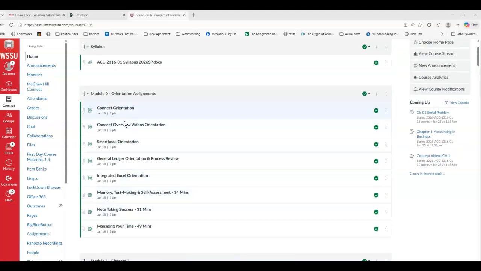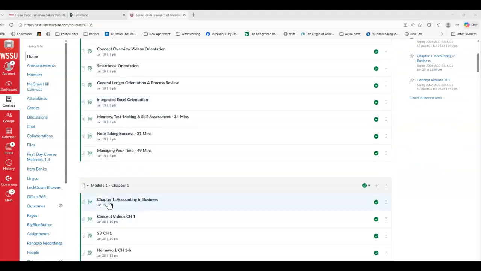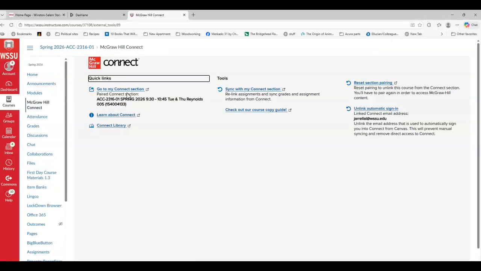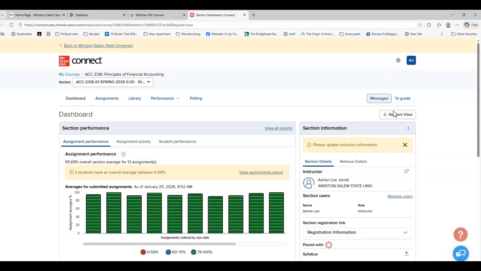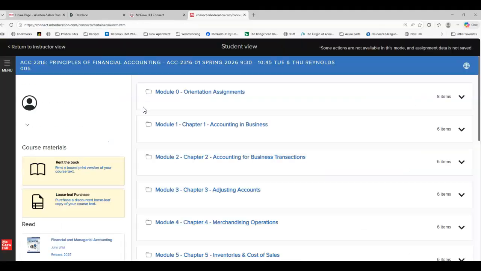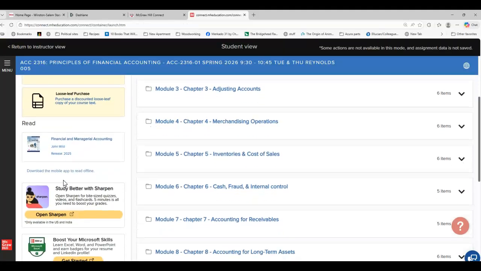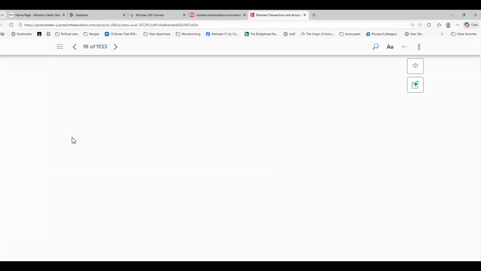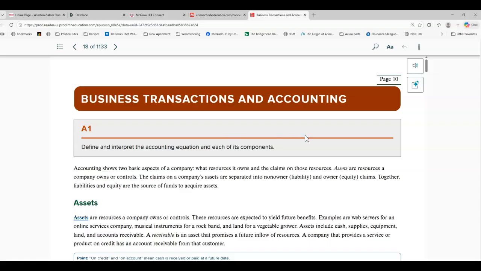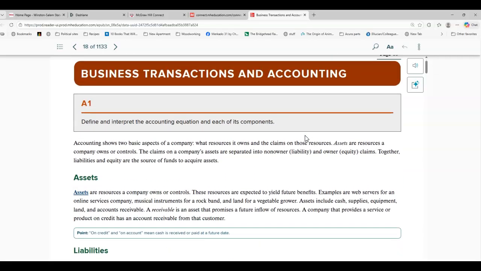So if you can't actually open those assignments and read the book, go to the McGraw-Hill Connect navigation tool, and then go to your Connect section. I'm going to look at it as a student here. If you go down here, you should be able to launch the ebook. Just click on that link right there. I'm going to be on page 10 today, is where I'm going to be starting. So we'll start there.